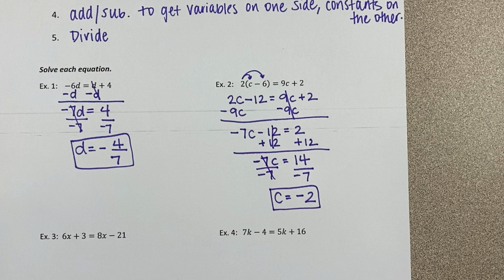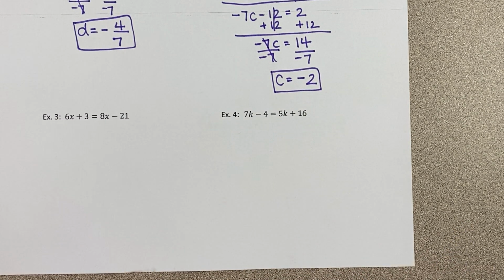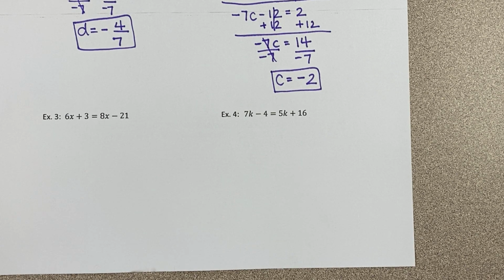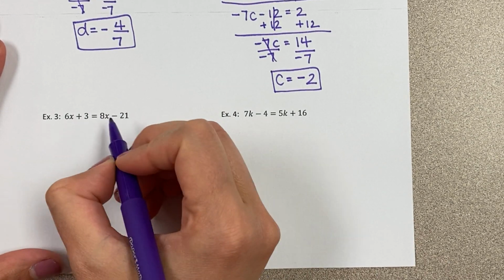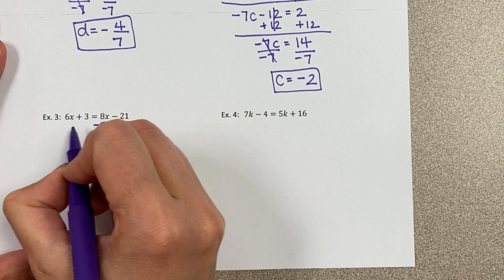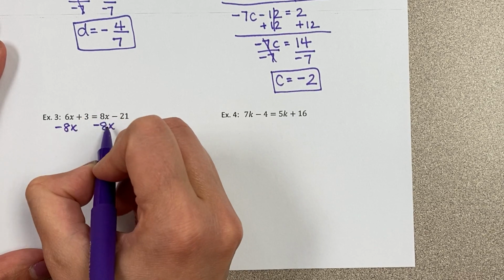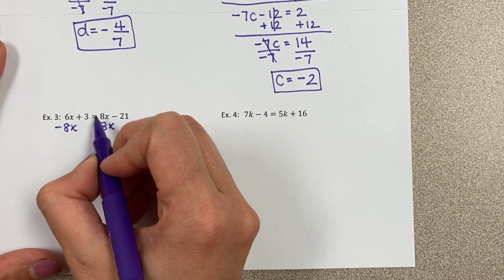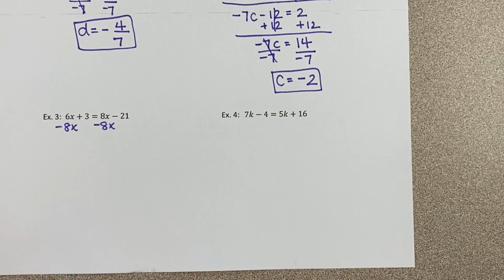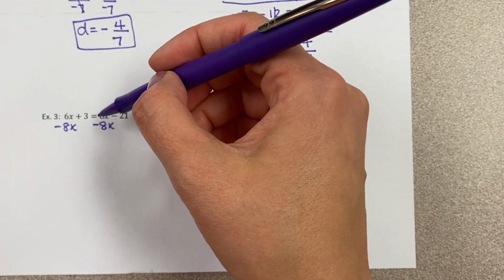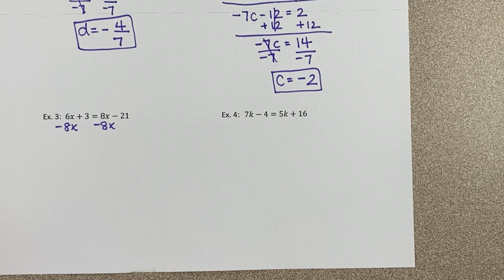Those were some easy ones to do. Next example, we have variables on both sides. First thing, I don't see parentheses, I don't see fractions, so I'm going to move variables to one side. I'm going to move this 8x to the left, so I'm going to subtract 8x. I'm subtracting 8x because 8x is positive right here. We do the opposite of the sign. So because it was positive, we're thinking of it as taking it and moving to the other side. We have to subtract it.